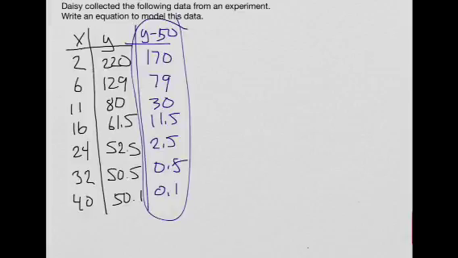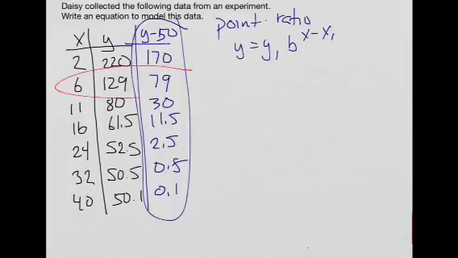So I'm going to take advantage of my point ratio form, which is y equals y1 times b to the x minus x1. So we can start at any point. And let's start with this point right there. So I'll plug this in for my x1, y1, and I will get y equals 79 times b to the x minus 6.